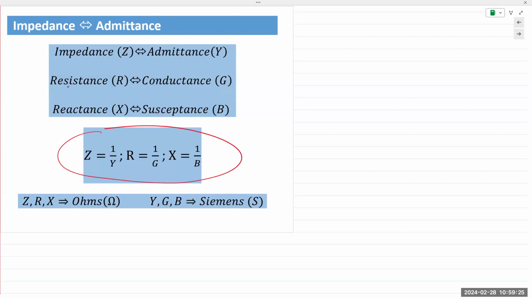Z is 1 over Y, which is admittance. G is conductance, and B is susceptance. So 1 over Y, 1 over G, and 1 over B. Sorry, I should go back. The unit for impedance, resistance, and reactance is ohms. The unit for admittance, conductance, and susceptance is Siemens, named after the German physicist. Can't remember his first name, but it's Siemens.